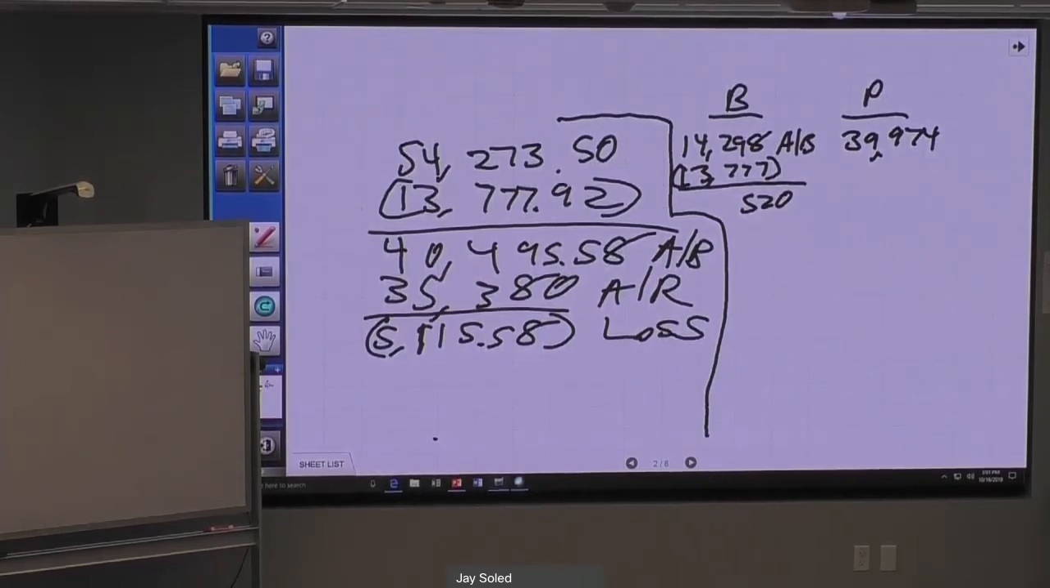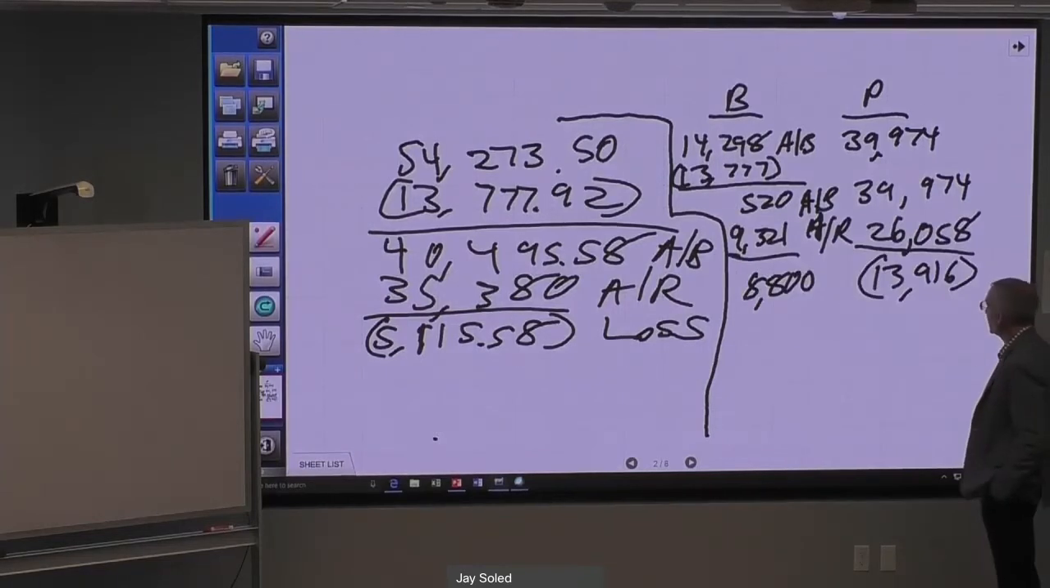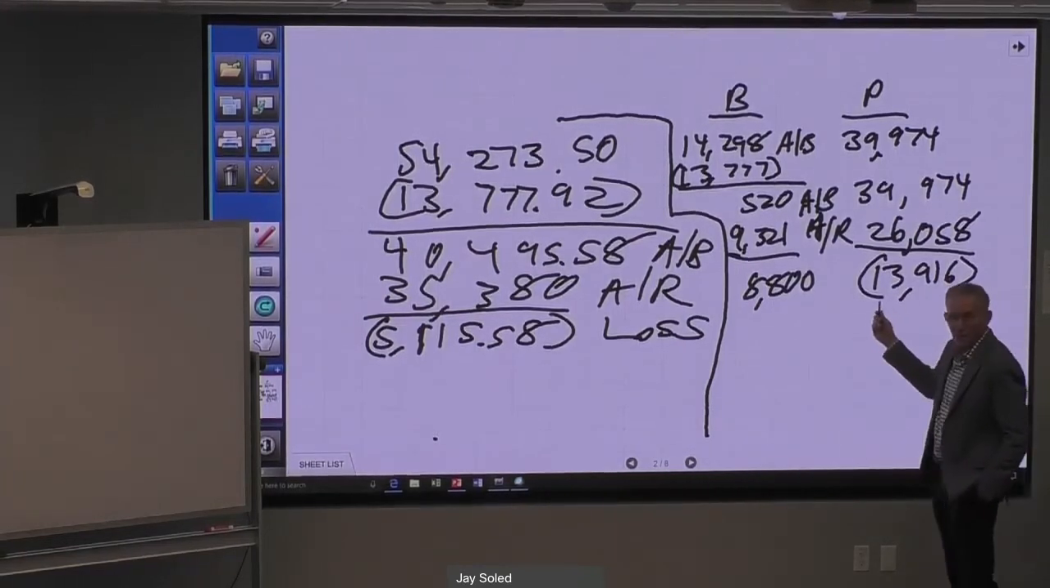The pleasure part remains 39,974. Now the plane is sold, right? We're told that it was sold for about 35,000. We're going to divvy that up, 75% to the personal portion and 25% to the business portion. There are two different planes.